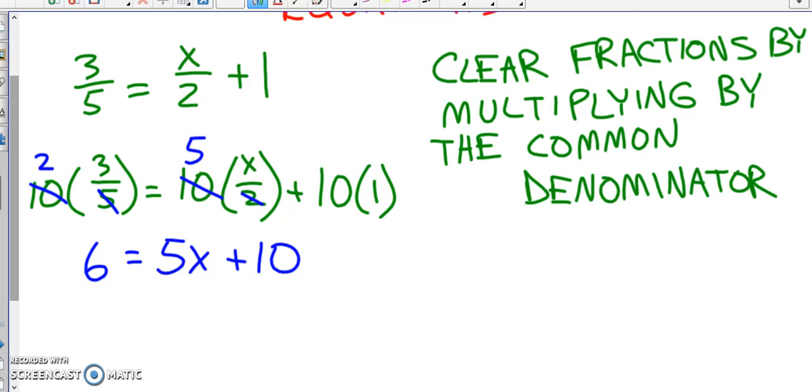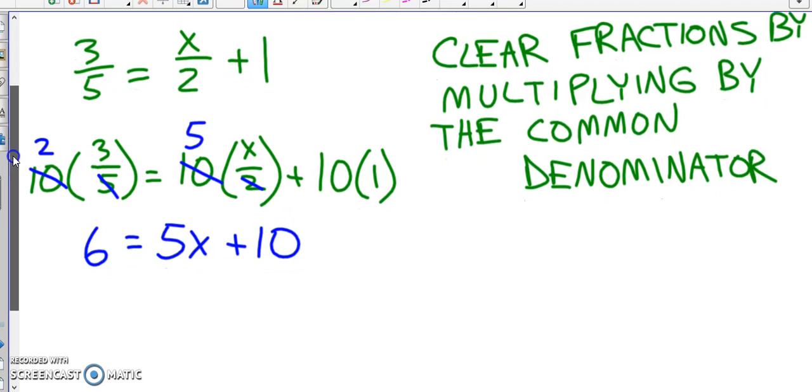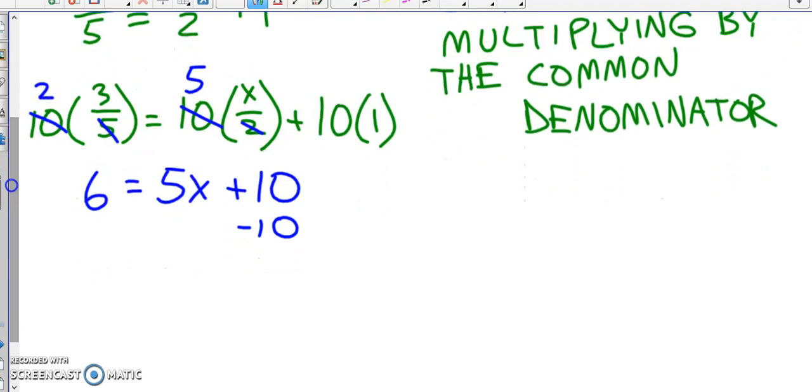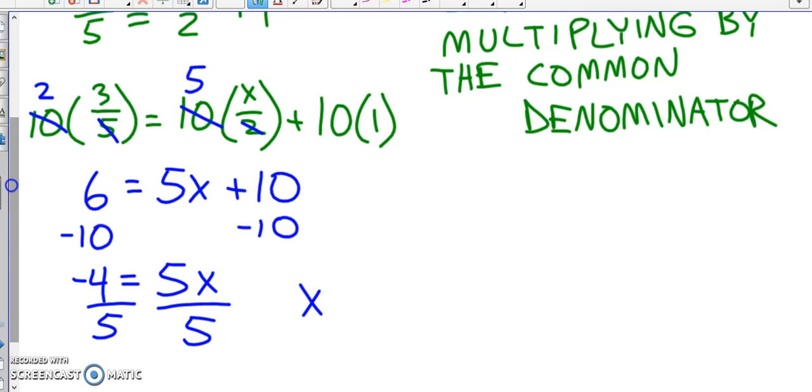And now at this point, all you have to do is solve this equation. So I can subtract 10 from both sides. Negative 4 equals 5x, divide by 5. X equals negative 4/5.